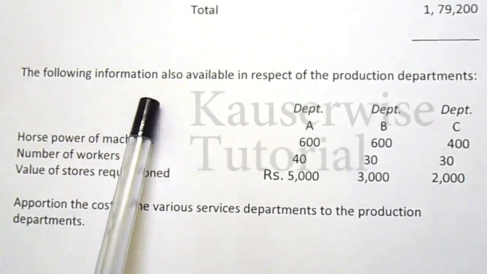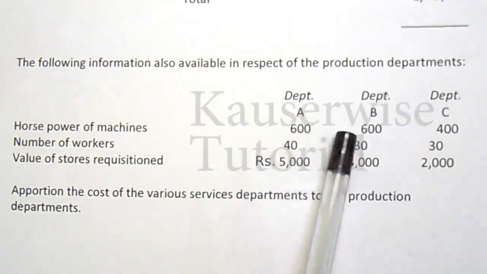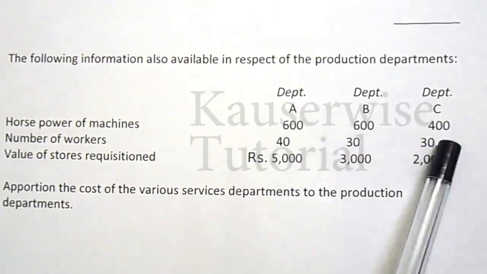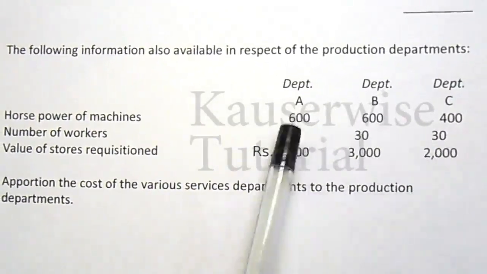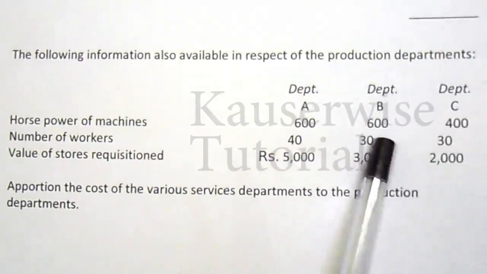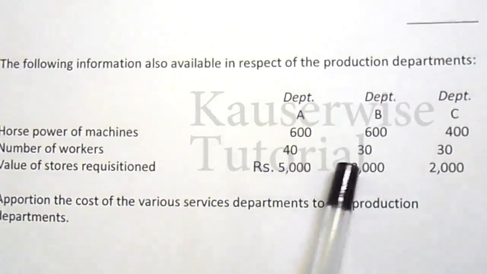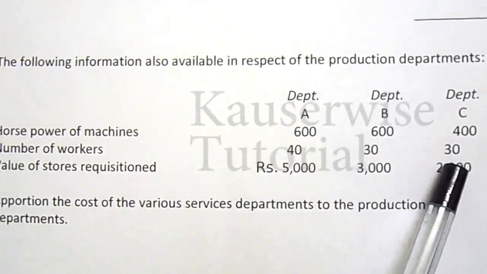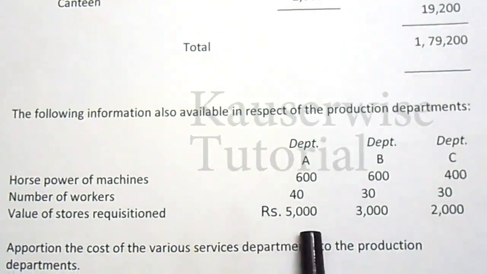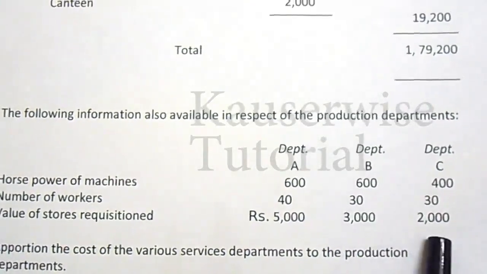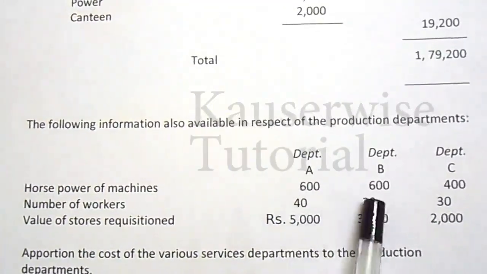Now look at the basis. The following information is also available in respect of the production departments. The 3 production departments are A, B and C. Horsepower of machine is given for each department separately: 600, 600 and 400. The number of workers under department A is 40, B 30 and C 30. And the last one, value of stores requisitioned: 5,000 for A, 3,000 for B and 2,000 for C. So this is some information related to the production departments.